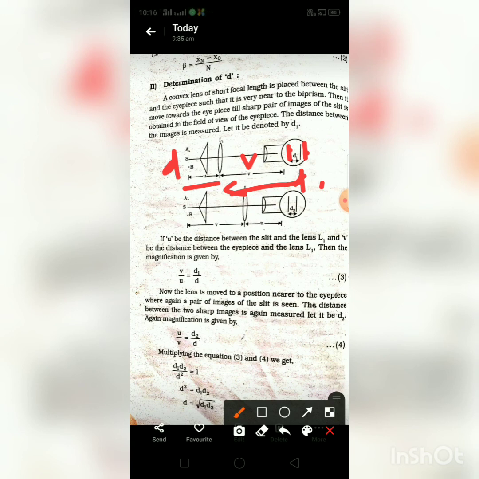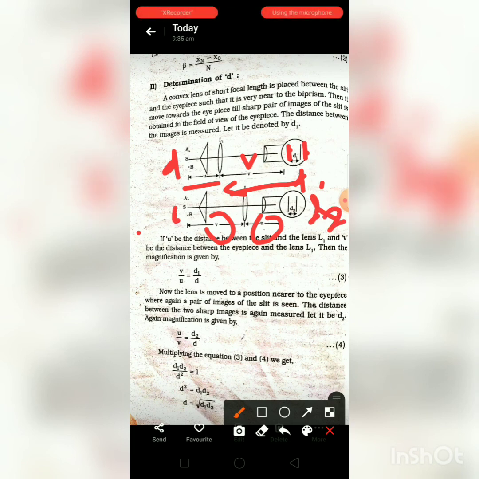Next, the lens is moved nearer to the eyepiece. Now this distance is v, and this distance we denote as u. Again a pair of images is formed, and the distance between the pair of images is d2. The source distance is the same, d.